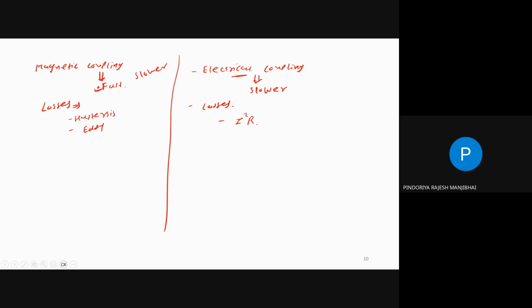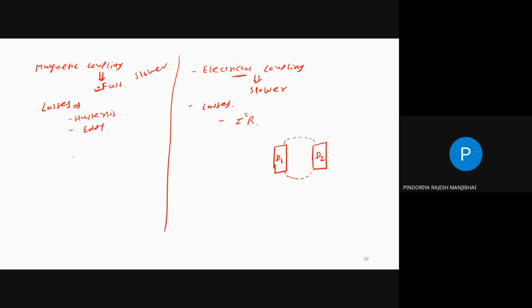So suppose you want to couple two things. I have one device, device number one and device number two. Suppose I want to couple both devices. I can do the electrical coupling, and you can say the flow of electrons from one device to another device is very fast. So coupling of the electrical system is very fast, correct. And magnetic coupling is slower.